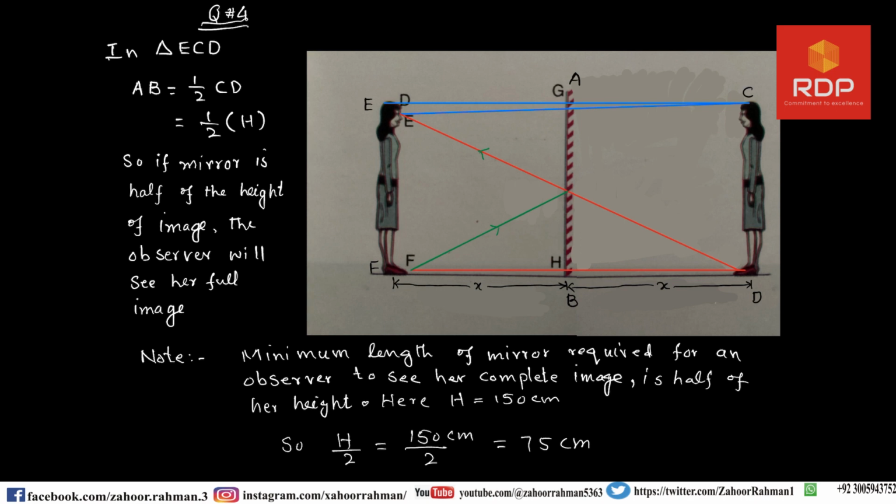You can see the labeling. D represents the top of the person's head, E the eyes, and F the feet. The height of the person is 150 centimeters. Keep this in mind because we will use this 150 centimeters in the answer. And the eyes are 10 centimeters below the top of the head.